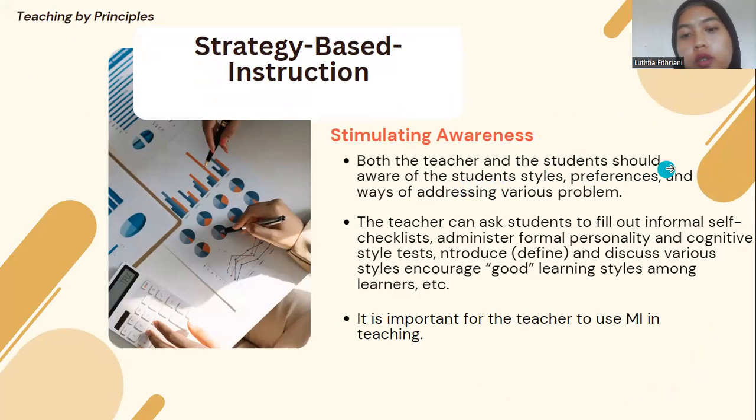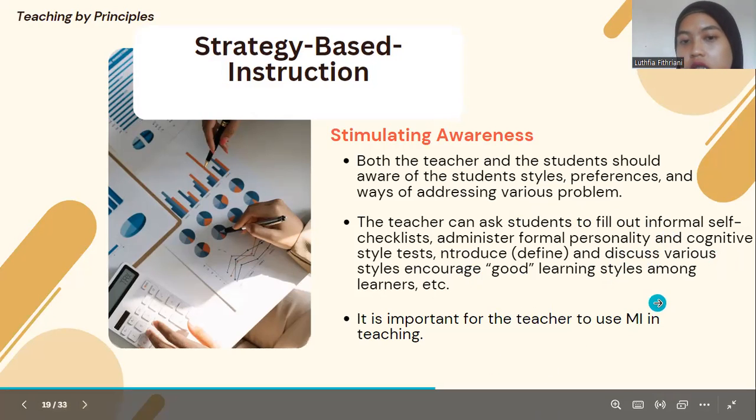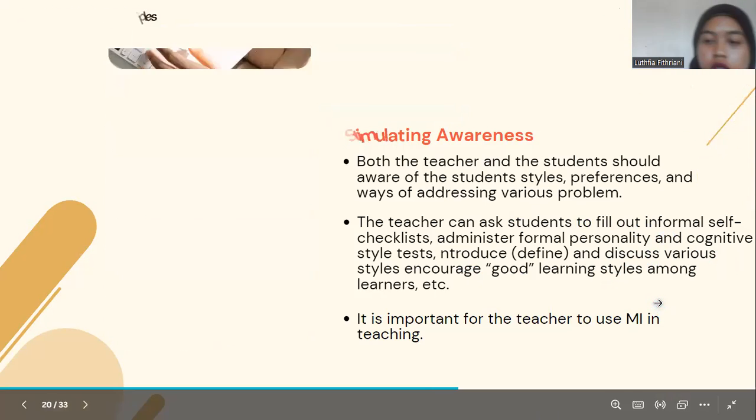Both the teacher and the student should be aware of the student's style, preferences, and the ways of addressing various problems. The teacher can ask the student to fill out informal self-checklists, administer formal personality and cognitive style tests, introduce and discuss various styles, encourage good learning styles among learners, and so on. And it is important for the teacher to use multiple intelligences in the teaching and learning process.